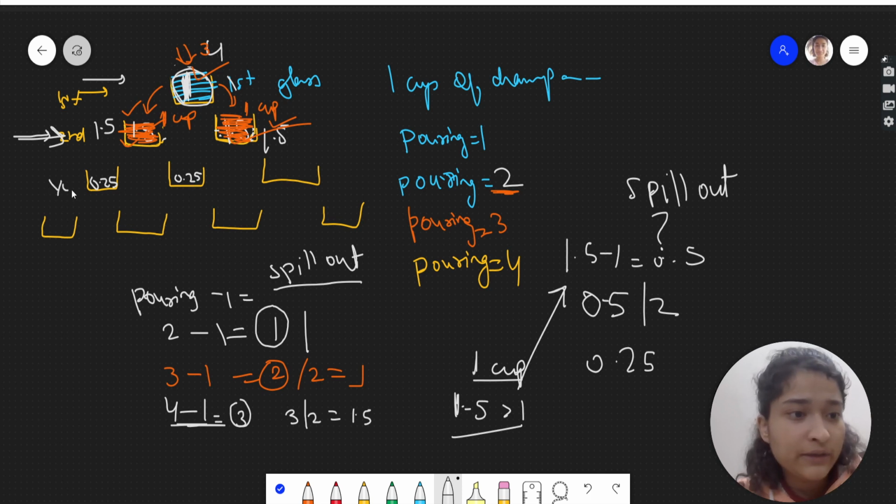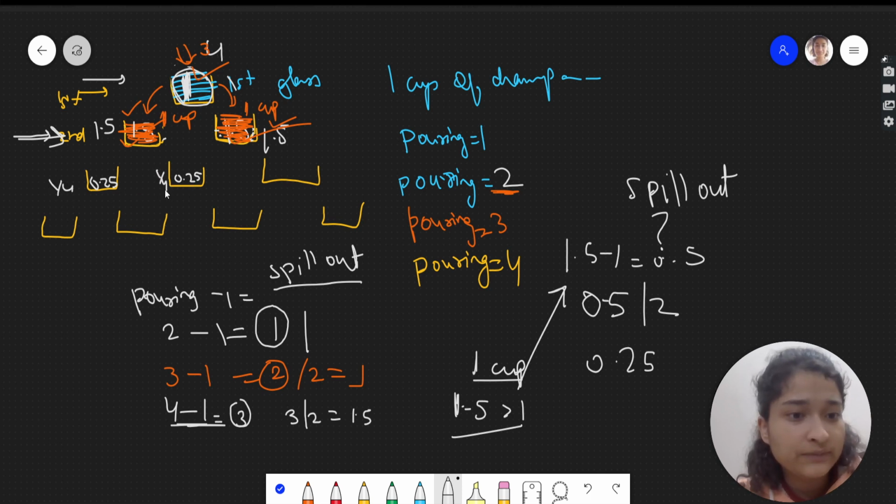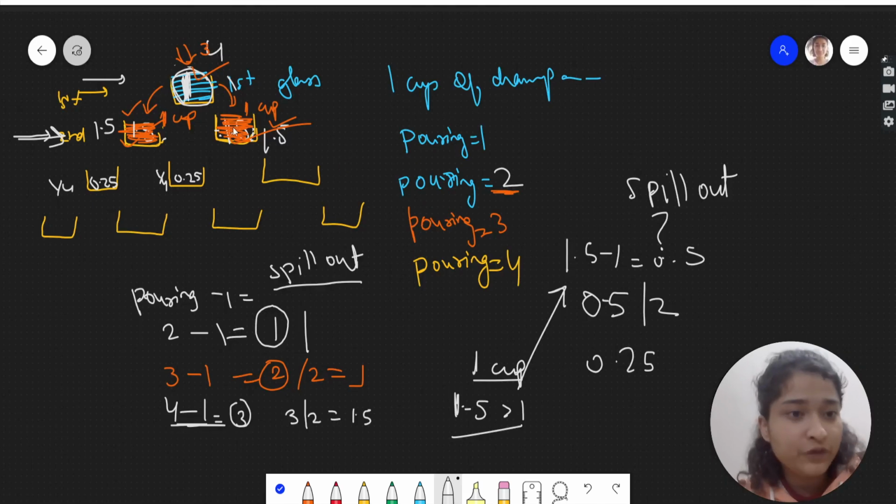That is, this is 1 by 4, that is, a quarter. And for this also, 1.5 is there, right? That was the first glass. Now we will go to the second glass, this one with 1.5. For this also 0.25 will go in the left. So for this glass, this will be the right glass, and for this glass, this will be the left glass.